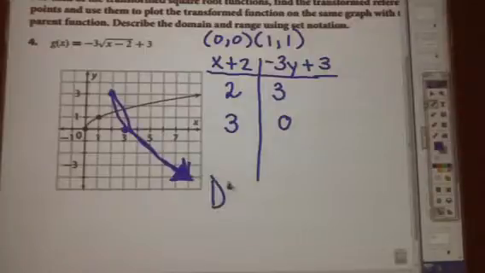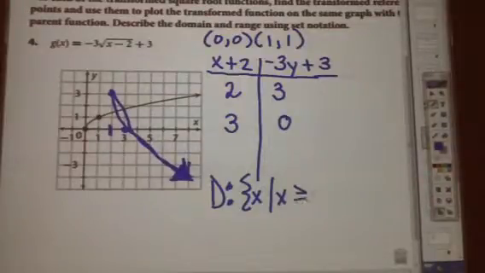Now I'm going to do the domain in set notation, x such that. Here is where it starts on the x-axis and it's going all to the right side of that point, and that point right there is 2. It starts at 2. So x is greater than or equal to 2.